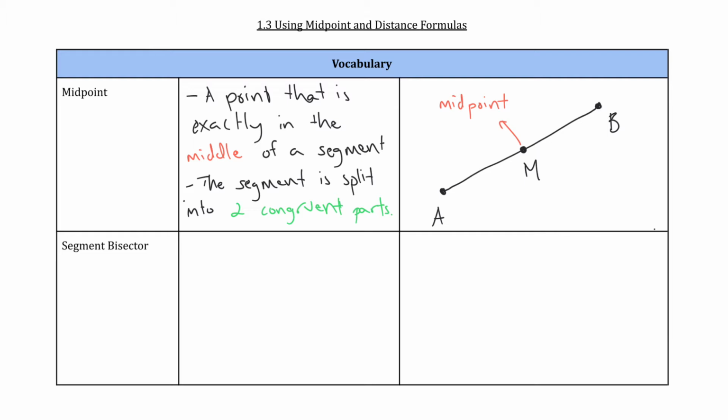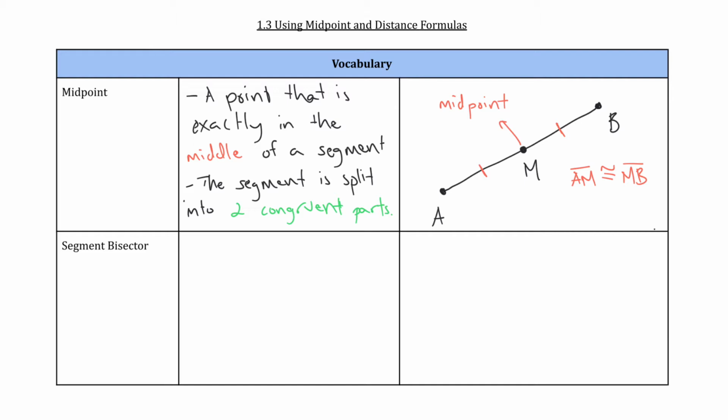Now, the second part of the description here is that it says that the segment is split into two congruent parts. Well, if point M is in the middle of segment AB, that means that segment AM is going to be congruent to segment MB. So I can mark it on the picture using these congruent tick marks. And then I can also write a statement that says segment AM is congruent to segment MB.